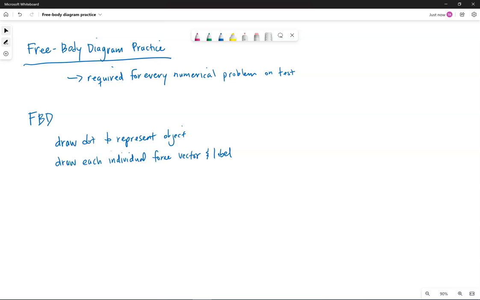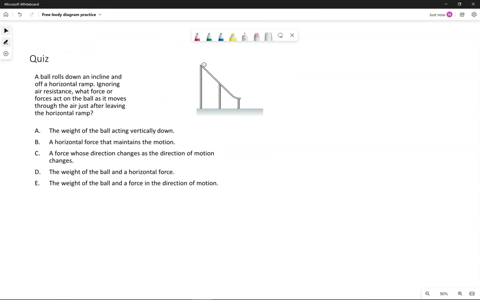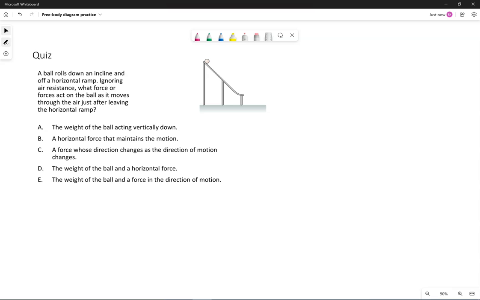So our first question. Read through this. I pause for a minute, read through it, choose an answer, and then I will walk through the answer. So this problem isn't technically asking us to draw the free body diagram, but I'm going to as part of answering it. We're told to ignore air resistance. We want to know what force or forces act on the ball.